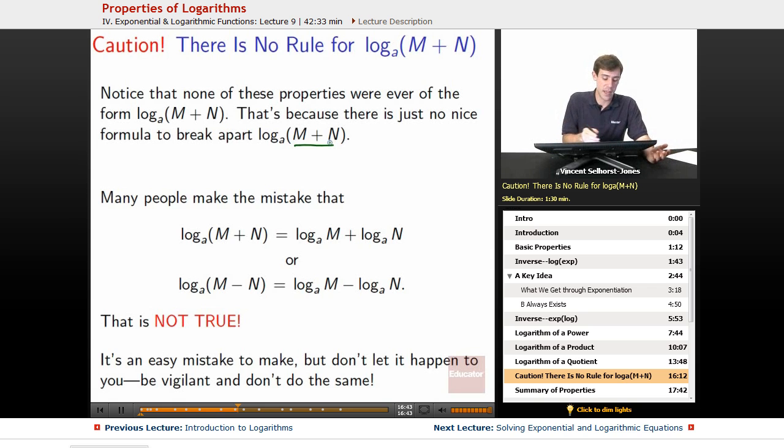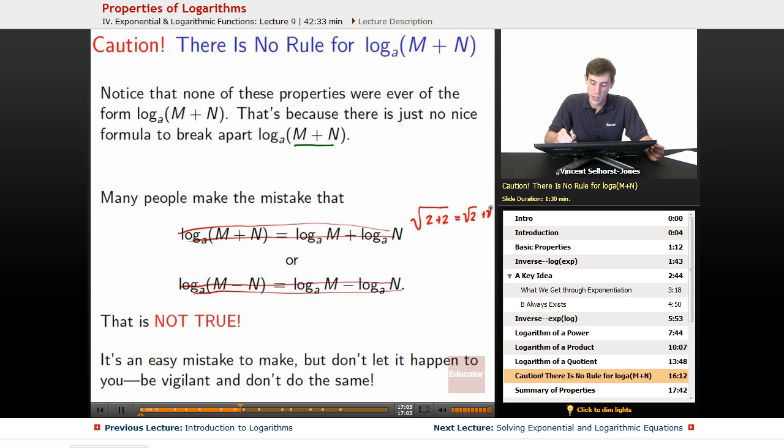Lots of people make the mistake that log a of m plus n is equal to log a m plus log a n, or that log a of m minus n is equal to log a m minus log a n. Those are not true. Not true at all. You can't write them and split them apart like this. These things do not work. It's the same thing as if you have square root of 2 plus 2, saying, oh, I'll just split that into root 2 plus root 2. That does not work, right? You can't just split on square roots. You can't just split on logarithms either. So this idea of just splitting because you see an addition sign, you can't do that.